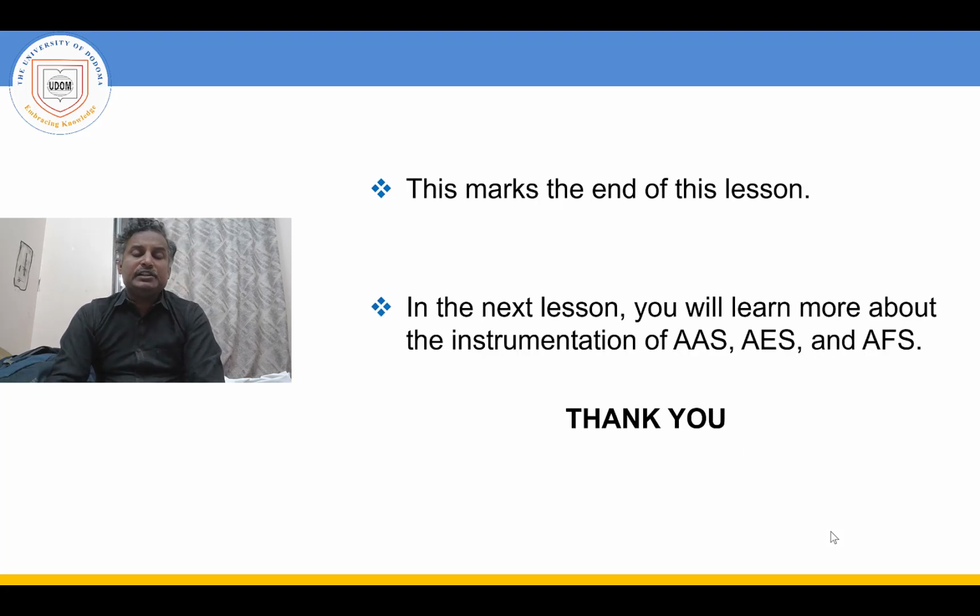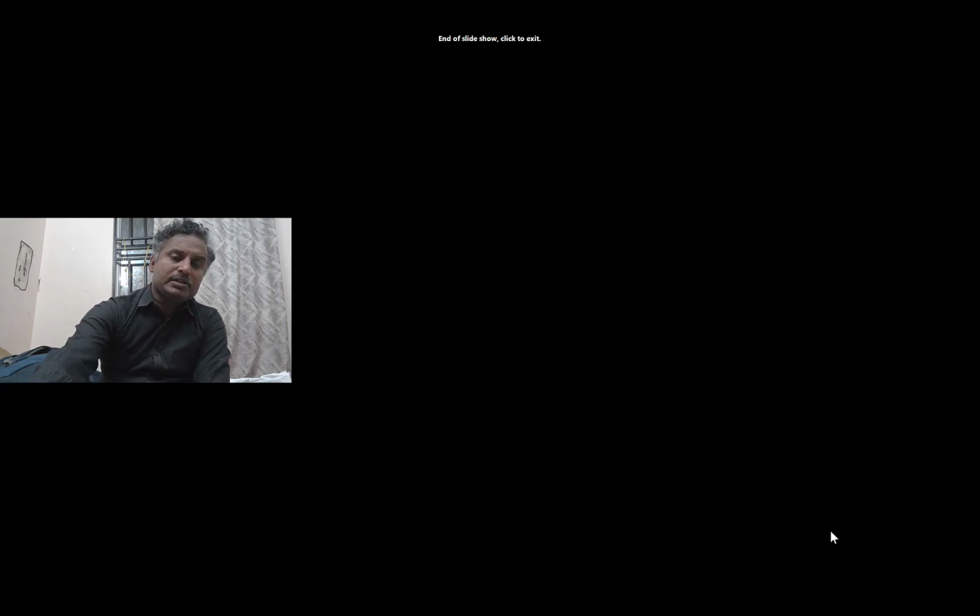This marks the end of this lesson. In the next session, you will learn more about the instrumentation of these three instruments: atomic absorption, atomic emission and atomic fluorescence spectroscopies. So I'm going to teach in the next class the general instrumentation for all these three instruments. And in the subsequent classes, I'm going to explain to you each part of the instrument, how it functions and what the different subparts of each part are. All those things you will be able to learn in the next classes. Thank you very much. This is the end of today's session.